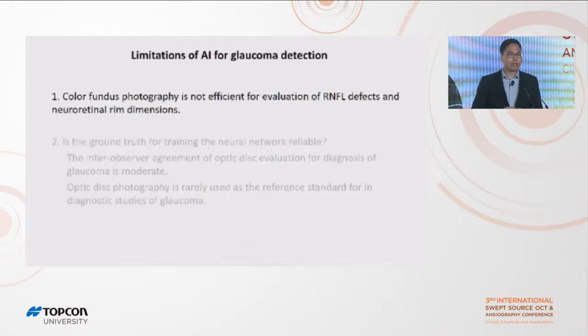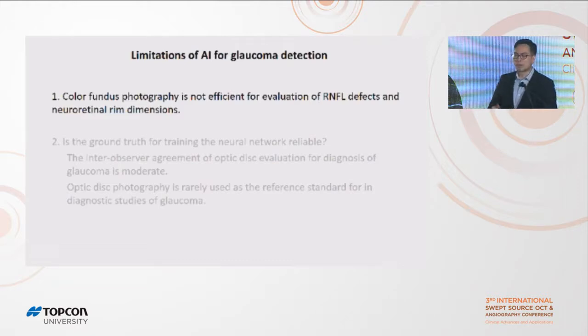So when we interpret the data presented by this paper, we need to understand what the limitations of AI for glaucoma detection are. All these studies rely on fundus photographs to determine glaucoma, to predict retinal nerve fiber thickness. But we know color fundus photographs actually are not sufficient for evaluation of the retinal nerve fiber defects or to assess neuroretinal rim dimension.